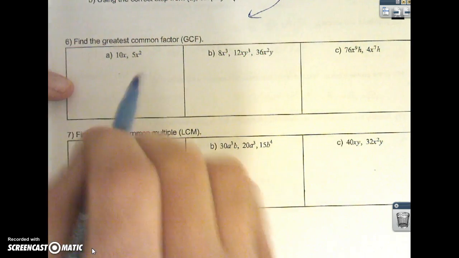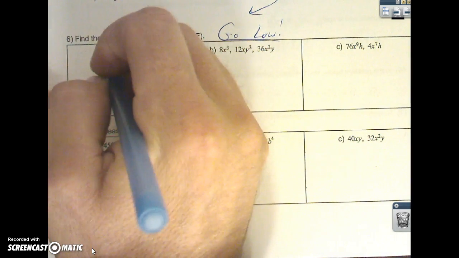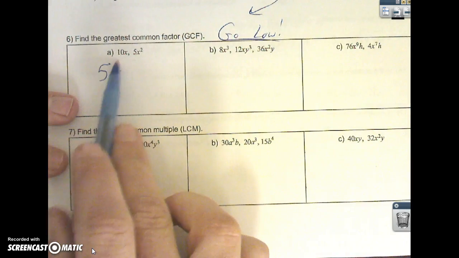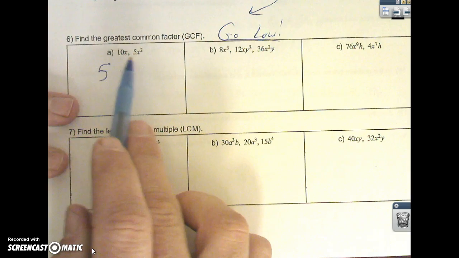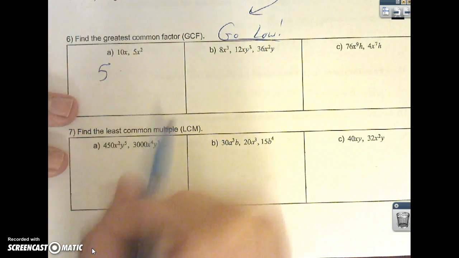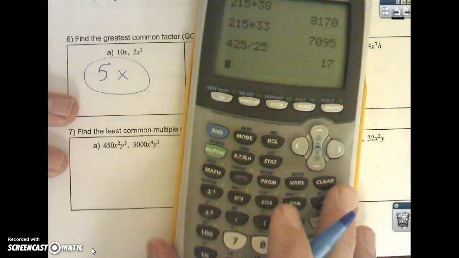Down here, find the GCF. Now, GCF is when we go low. So, what number goes into 10 and 5? That's going to be 5. And as far as x and x squared goes, which one's lower, x or x squared? Just your x.